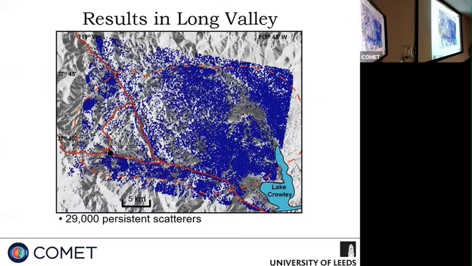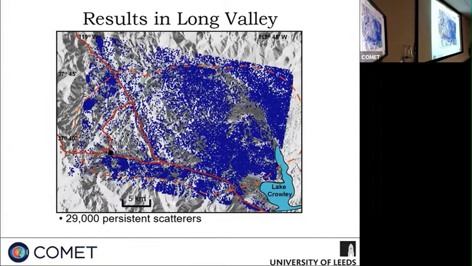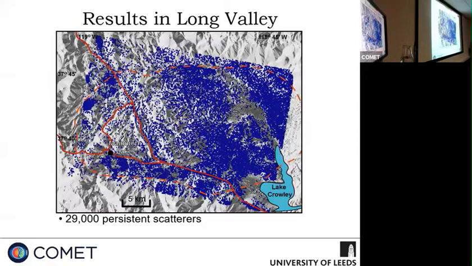So, same area we looked at before, Long Valley caldera. Where before we had 300 persistent scatterers, now we have 29,000. This is just the location of the points. This doesn't actually tell us anything about the phase. We'll get to that later.